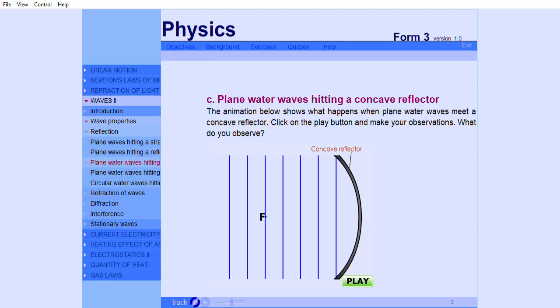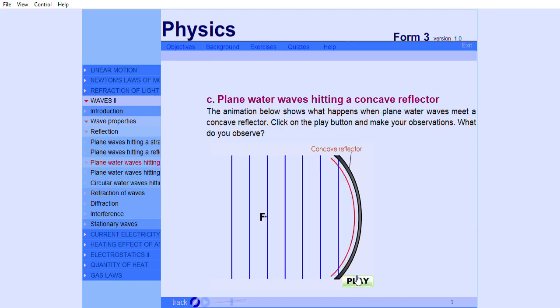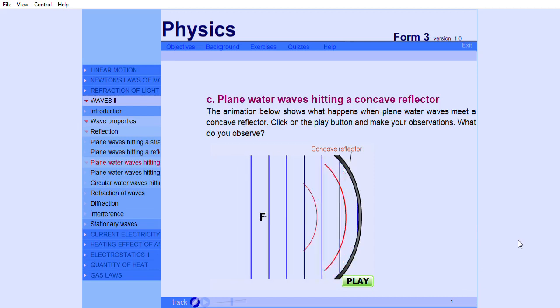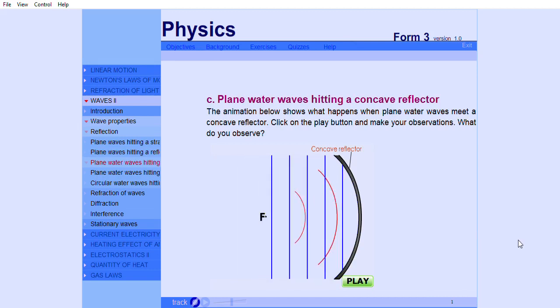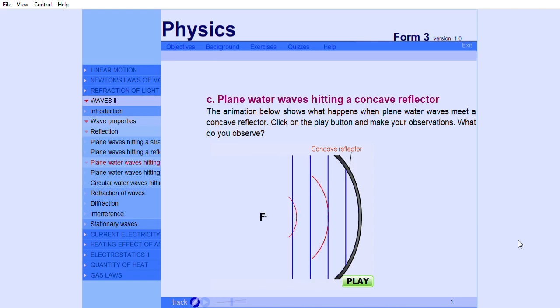Reflection of plane water waves after hitting a concave reflector. The animation below shows what happens when plane water waves meet a concave reflector. Click on the play button and make your observation.